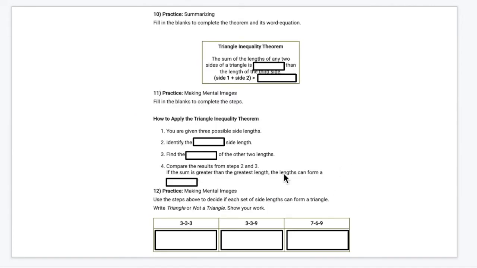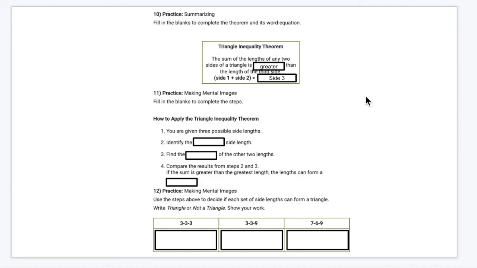So let's work on the last page, right? On the last page, we're going to be going over a theorem that you can use in order to actually prove that something is a triangle. So you can use the definition, but then you can also use something called the triangle inequality theorem. And it will tell you that the sum of the lengths of any 2 sides of a triangle is going to be greater than the length of the third side. So this is saying that side 1 plus side 2, if you add those 2 together, it's going to be a greater value than side 3.